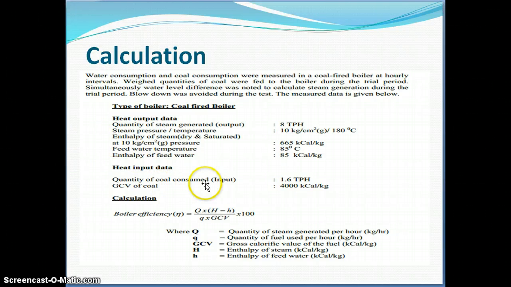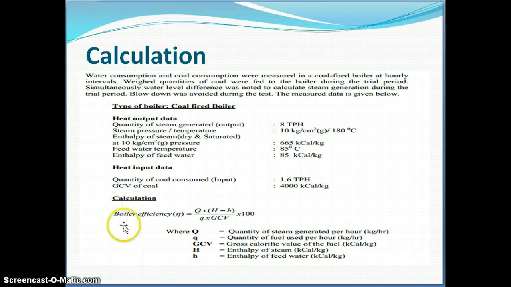So here we have the given parameters and the associated data. The heat output is 8 tons per hour of steam coming out of the boiler. Steam pressure is 10 kg per centimeter square at a temperature of 180 degrees Celsius. Enthalpy at 10 kg pressure is 665 kilocalorie per kg. Feed water temperature is 85, and enthalpy of feed water is 85 kilocalorie per kg. See the heat input data: we have quantity of coal consumed, 1.6 tons per hour, and the gross calorific value of the fuel. So we have all the given parameters. These are the output parameters, and these are the input parameters.